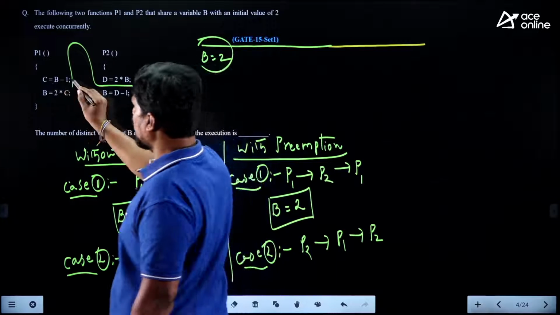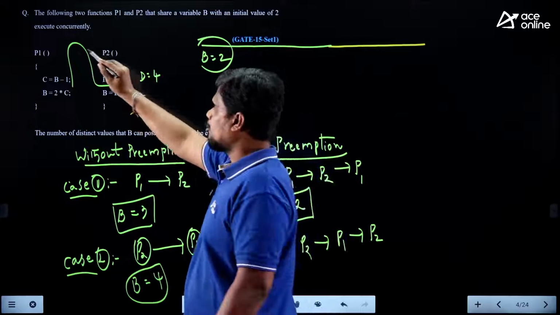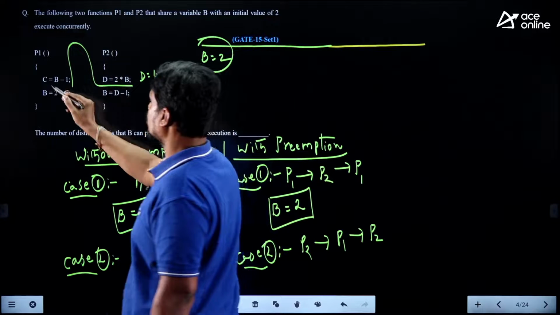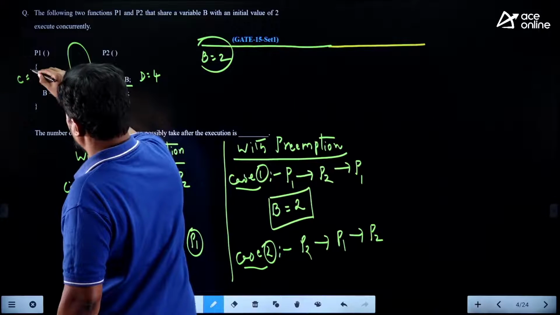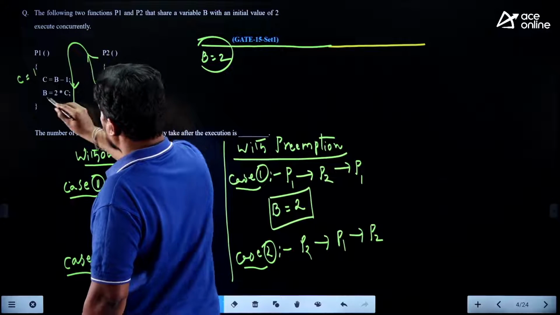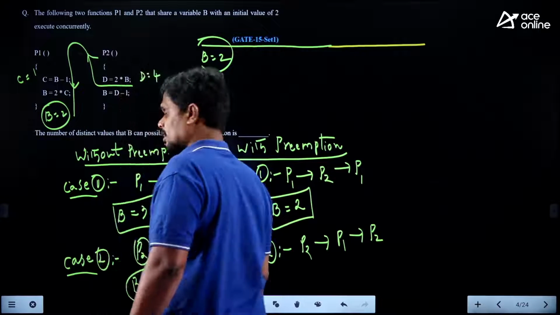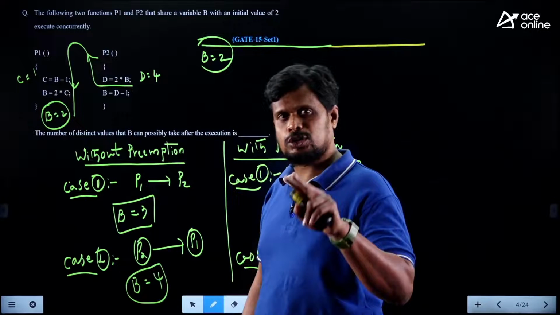Then C is equal to B minus 1. What is the B value? As the B value is not yet modified here, for P1 also the B value is 2. So C is equal to 1. Then we are finishing this P1 completely. So B is equal to 2. After finishing P1, in B we have 2.